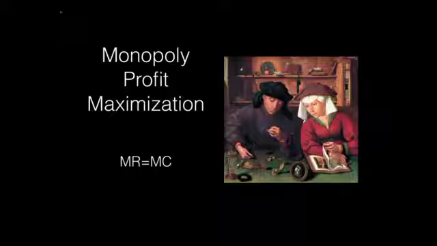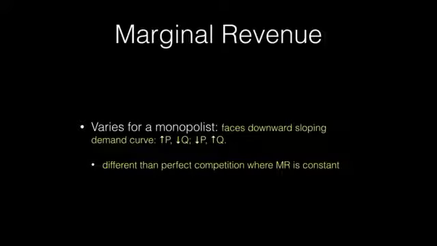And as always, when we talk about profit maximization, the profit maximizing condition is where marginal cost is equal to marginal revenue. The thing I want you to understand when we're talking about monopoly is how it varies from perfect competition. In perfect competition, remember, the market sets the price. Price was equal to the demand curve, and price was equal to marginal revenue. So in a perfectly competitive marketplace, marginal revenue is constant. That does not hold for a monopolist.